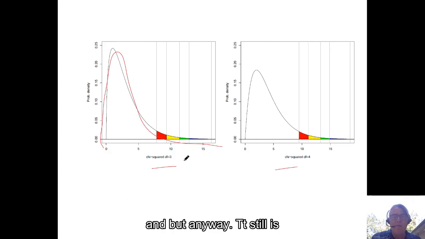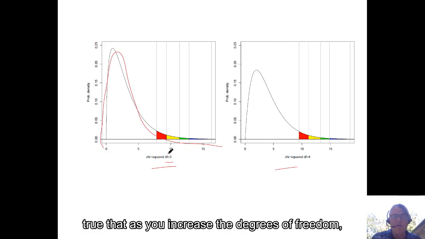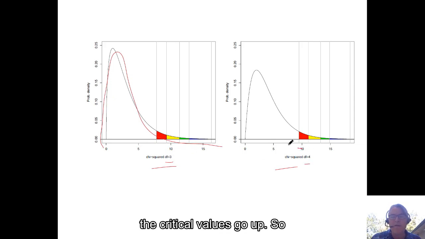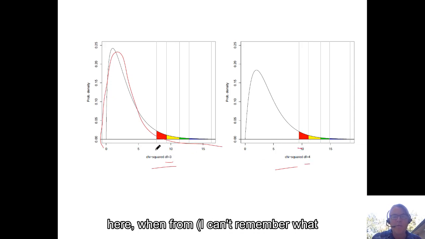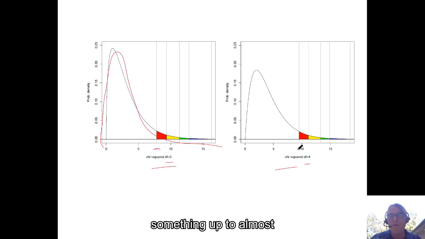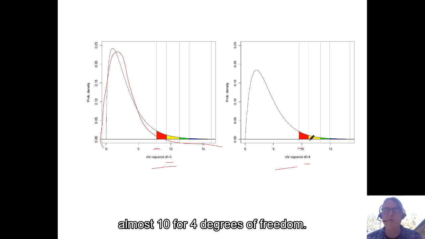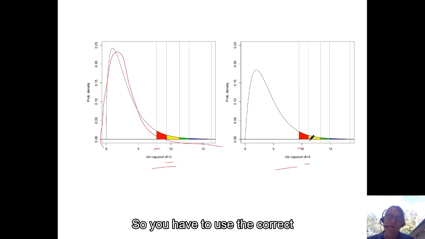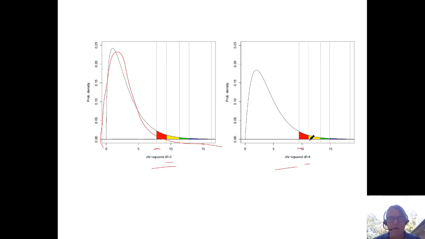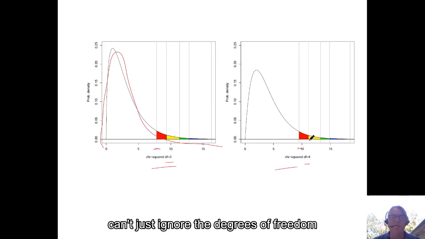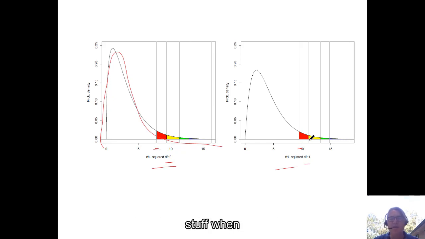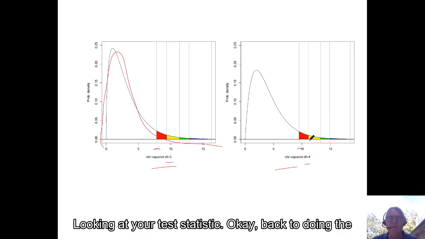But anyway, it still is true that as you increase the degrees of freedom, the critical values go up. So here we went from, I can't remember what it was off the top of my head, I think it was 8 point something up to almost 10 for 4 degrees of freedom. So you have to use the correct chi-square probability distribution as your null distribution. You can't just ignore the degrees of freedom when looking at your test statistic.